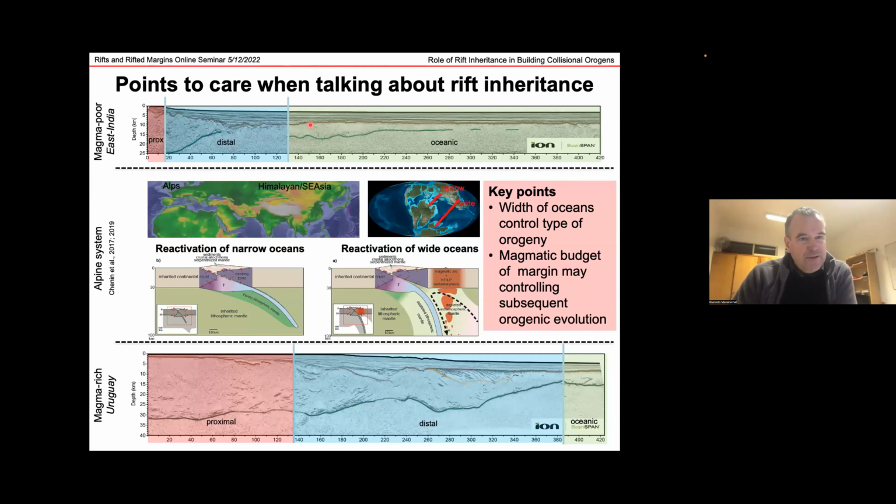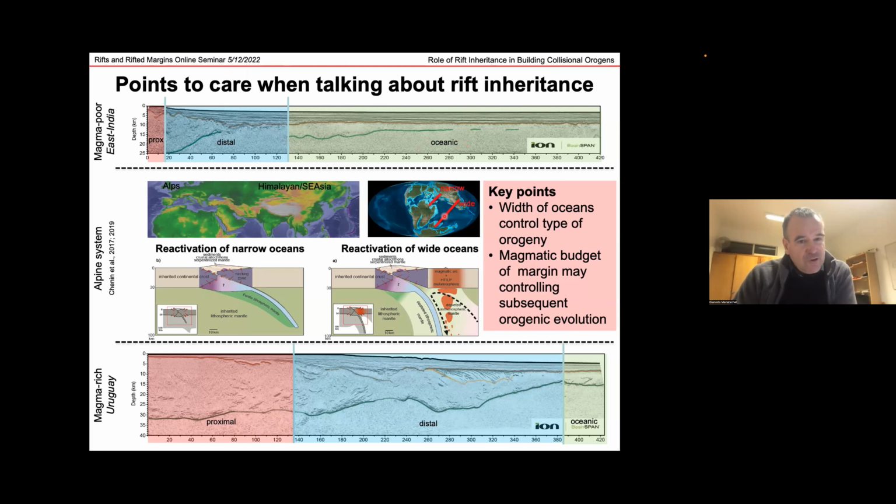There are some things that we need to take care about when we talk about rifted margins and inheritance. The first one, just as Julia was talking about, is the magmatic budget. We know that we do not find volcanic margins in orogens, which suggests they are reactivated in a different way, like magma-poor margins. The other thing that is important is the width of the oceanic domains.